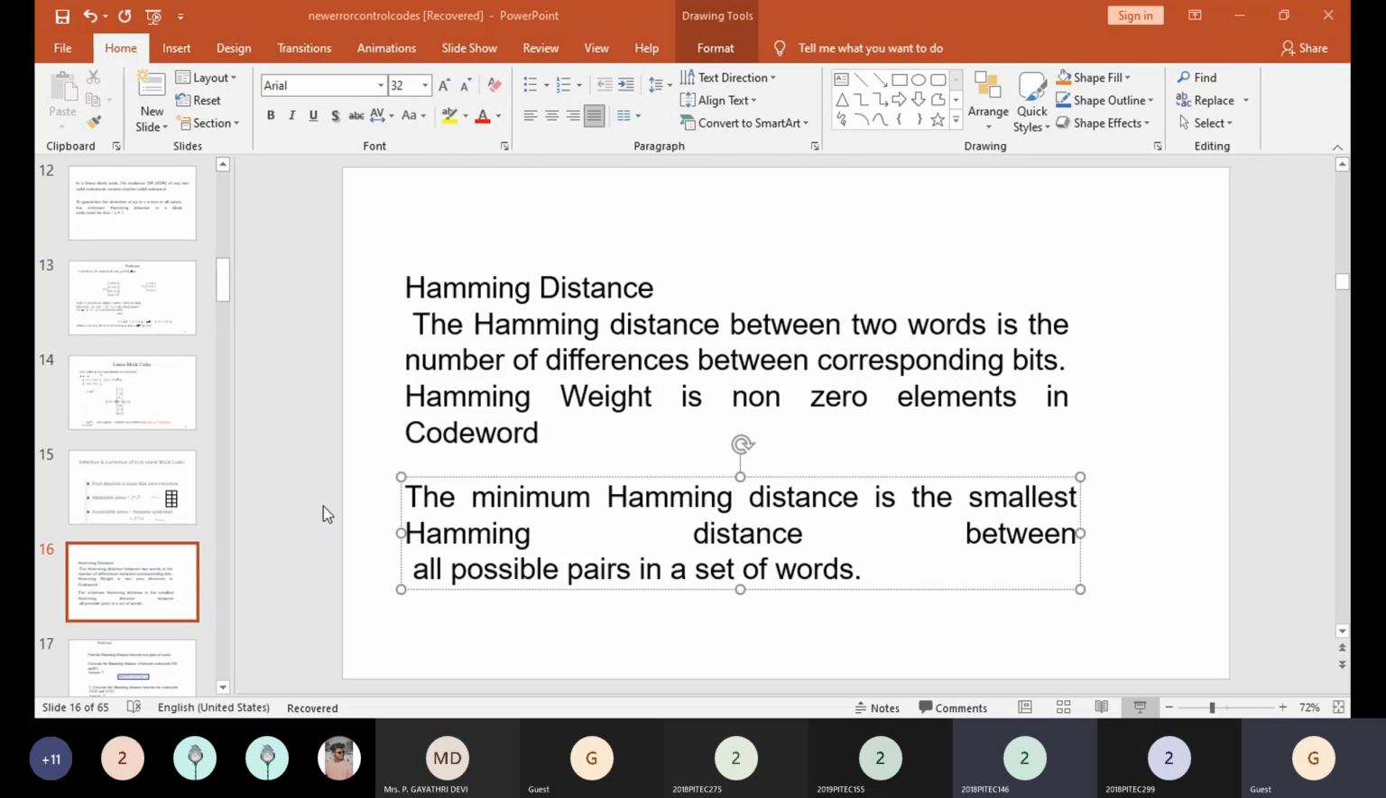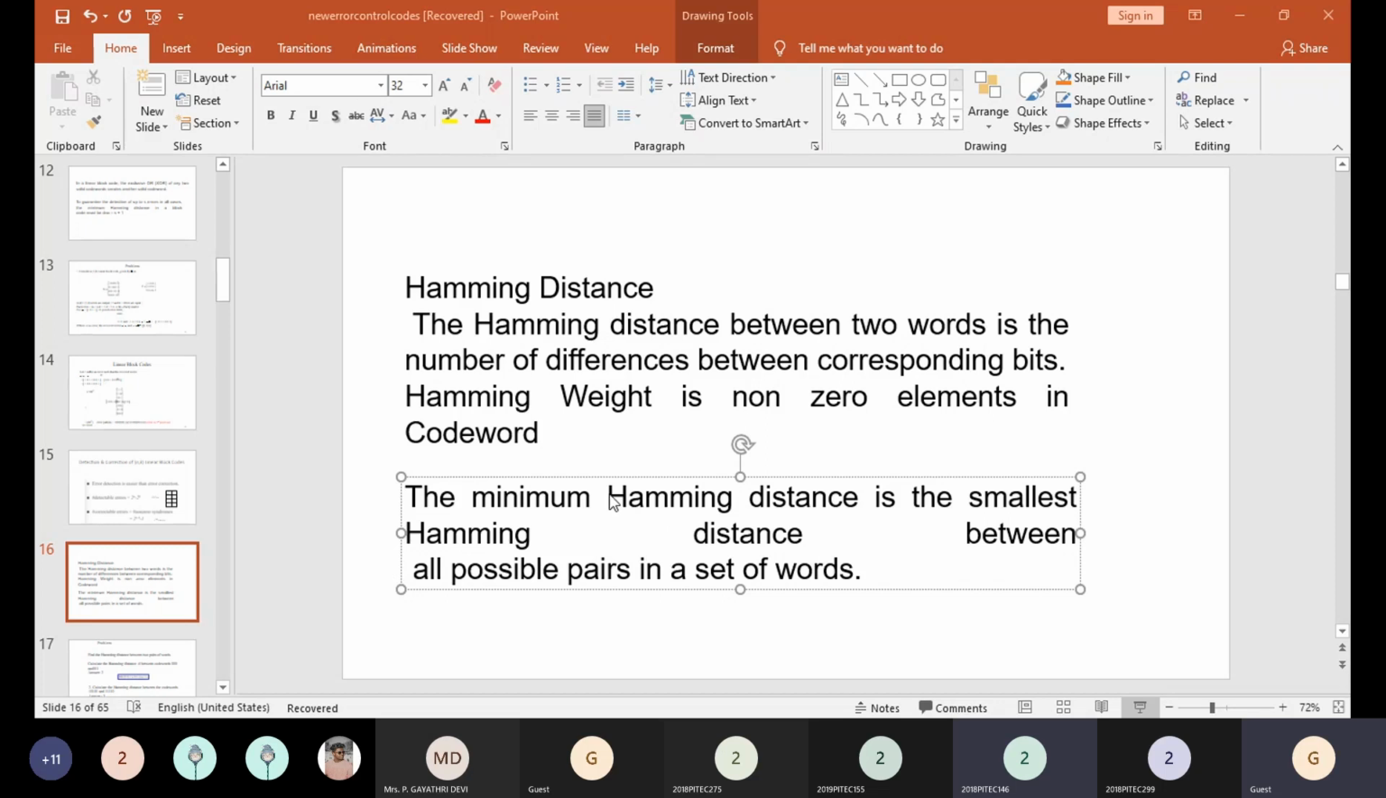Then if you look into the last bit, it is 1. And the last bit in the second code word is 0. So the Hamming distance increases to 3. So see, the answer is 3. I'm just giving an explanation for how to calculate the Hamming distance.